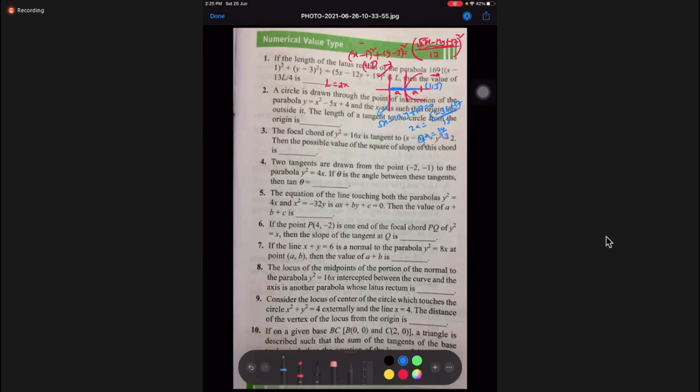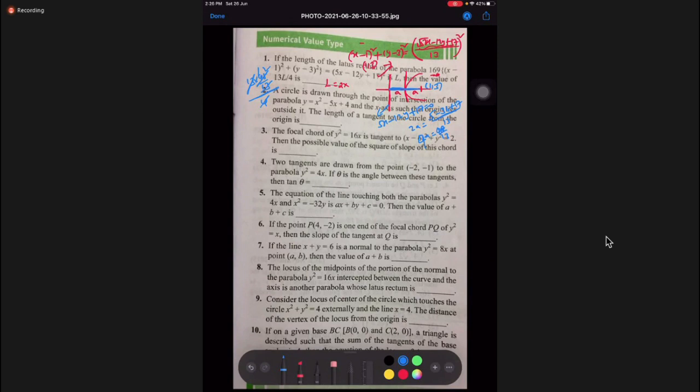Then we need 4A. 4A means 48 by 13. Now 13 into 48 by 13, 12, no? Students, you can even talk about what is the directrix, what is the latus rectum, what is the axis, everything you can say. So I'm requesting all of you to go through this model.